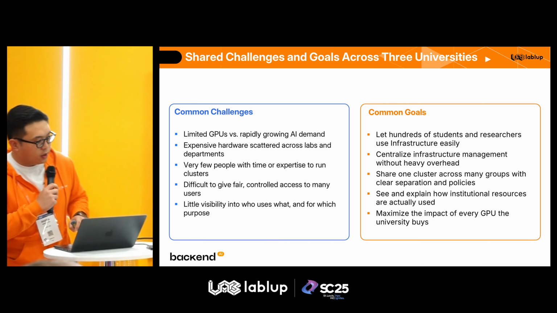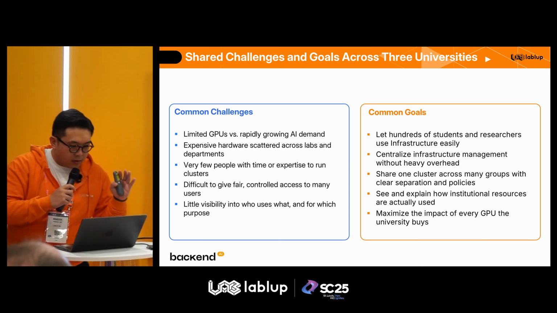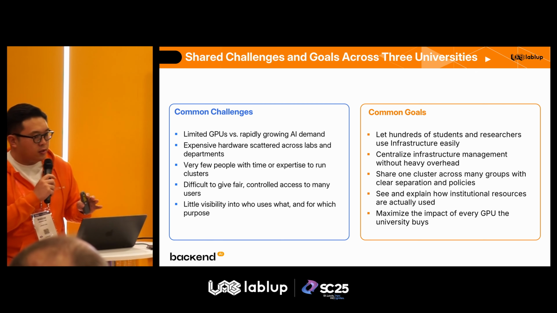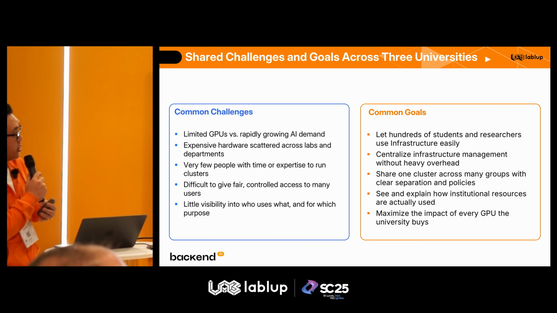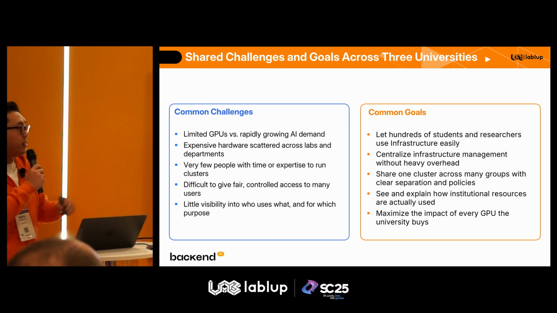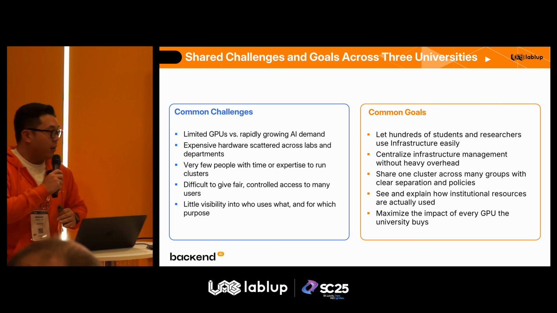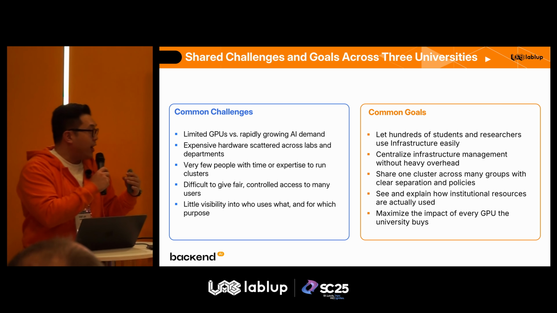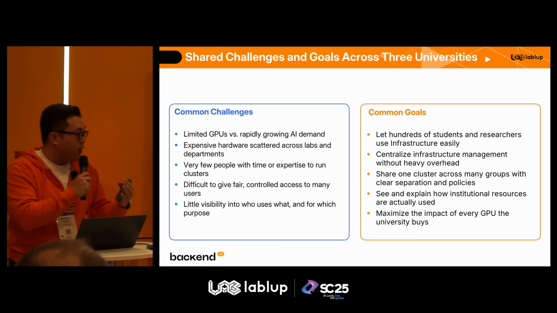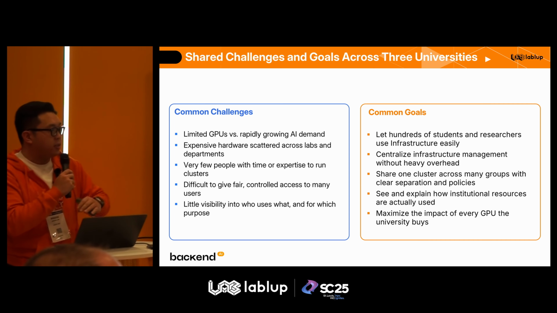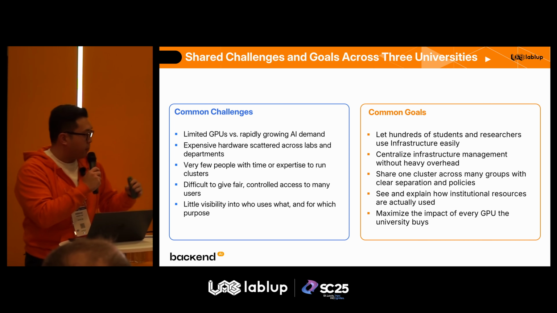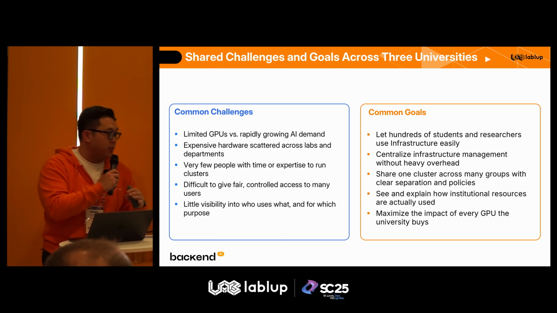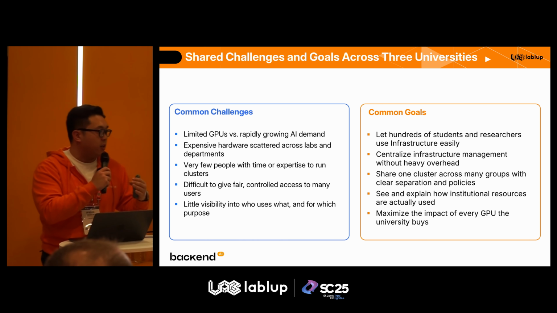So these universities differ in size and structure, but if we strip away the surface, the main challenges and the main goals should be around the same. The common challenges are that they always have limited GPU and limited resources. Plus, they have rapidly growing AI demand, and of course, the hardware is expensive and scattered across the labs, or it can be a project by the department. And very few people have the time or expertise to run their clusters.